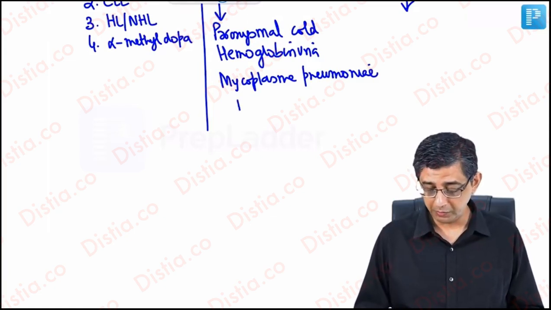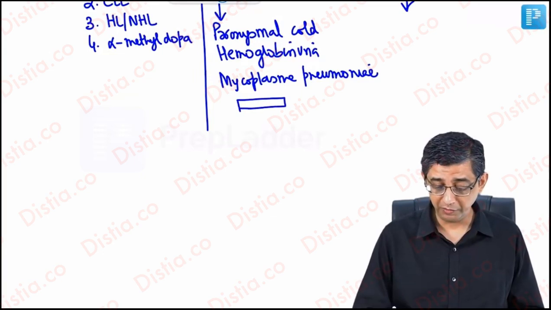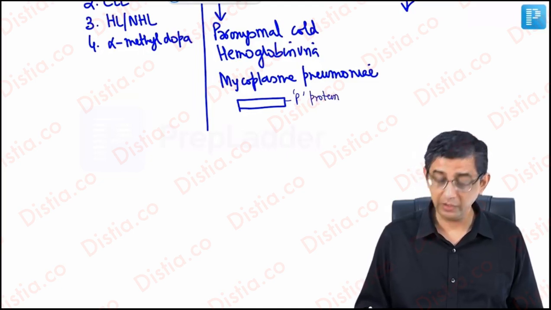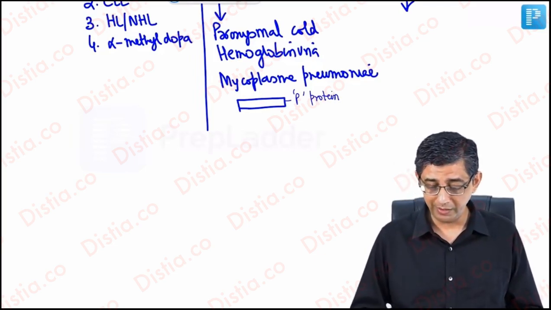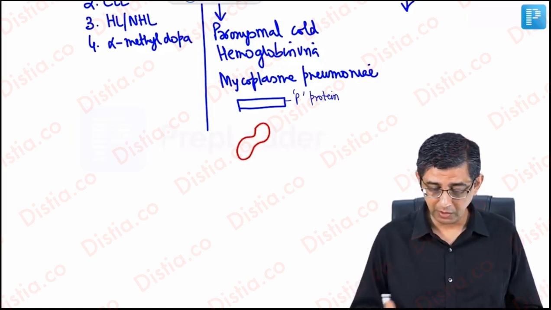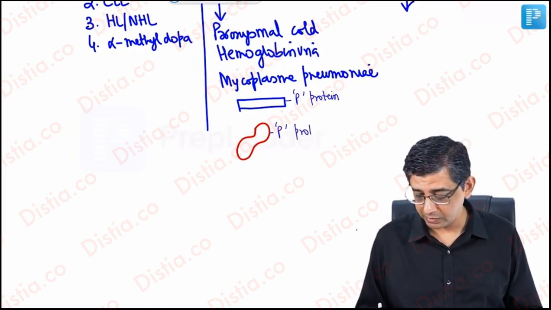Now let us take this to be the representation of the bacteria. On the surface of this bacteria is present a protein, and the name of this I want you to remember is the P protein. Like in rheumatic fever I taught M protein, here I'm talking about the P protein. I want you to understand that on the surface of the red blood cells also a similar kind of antigen is present by the name of P protein. So now comes the trouble.